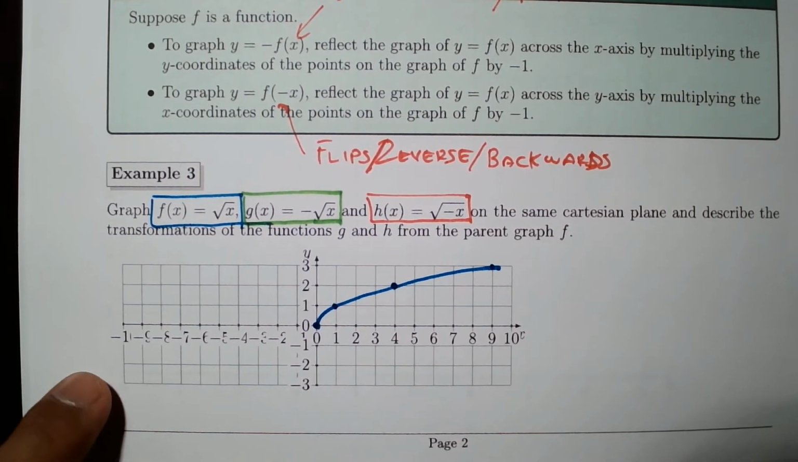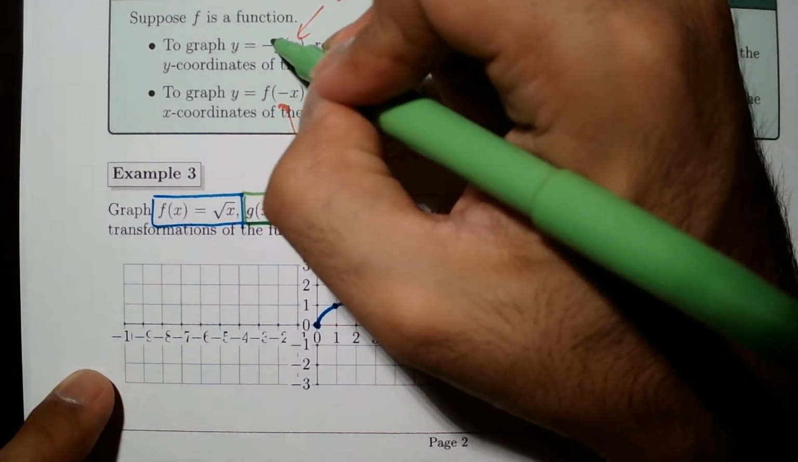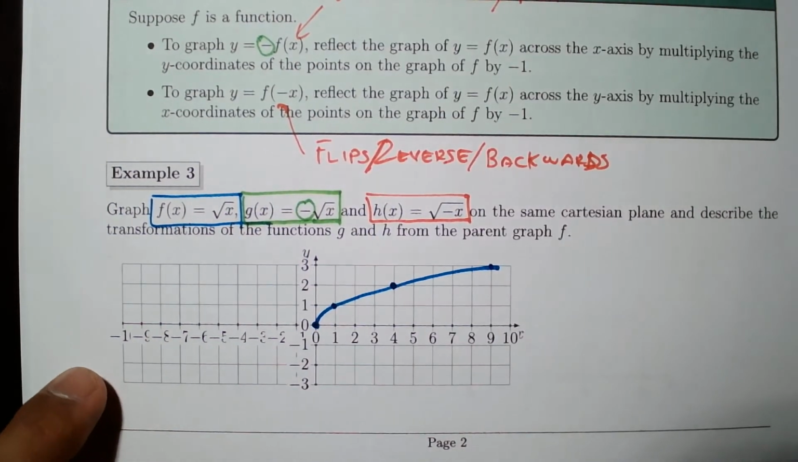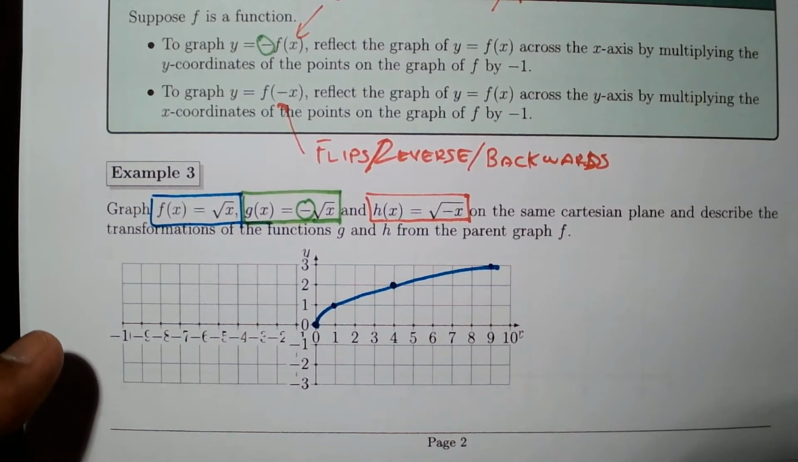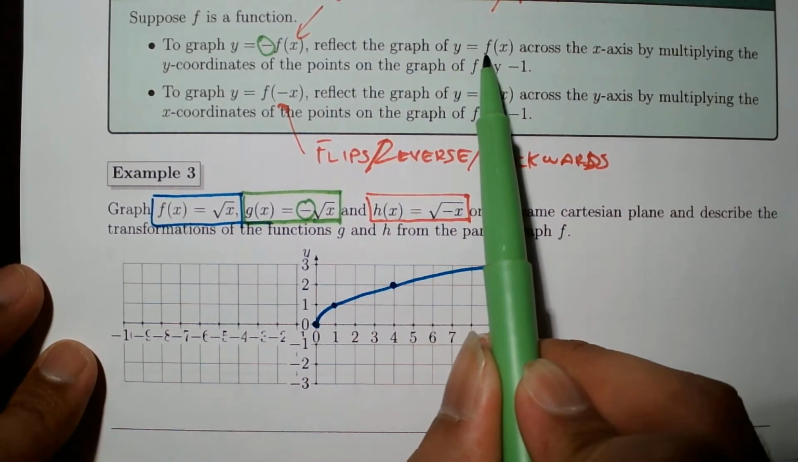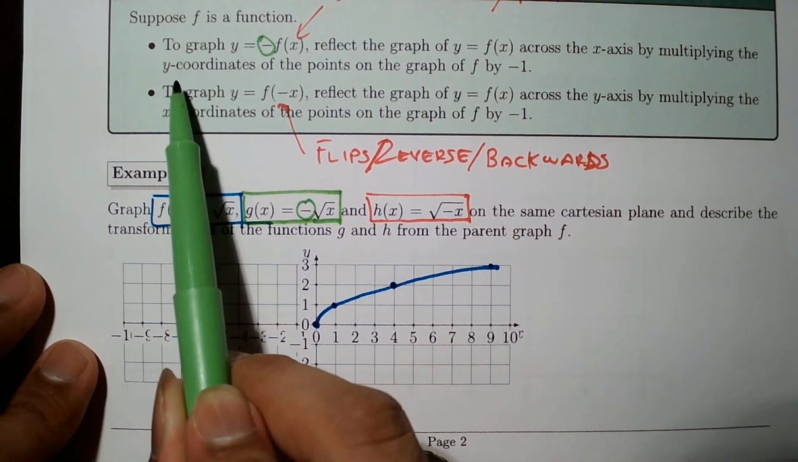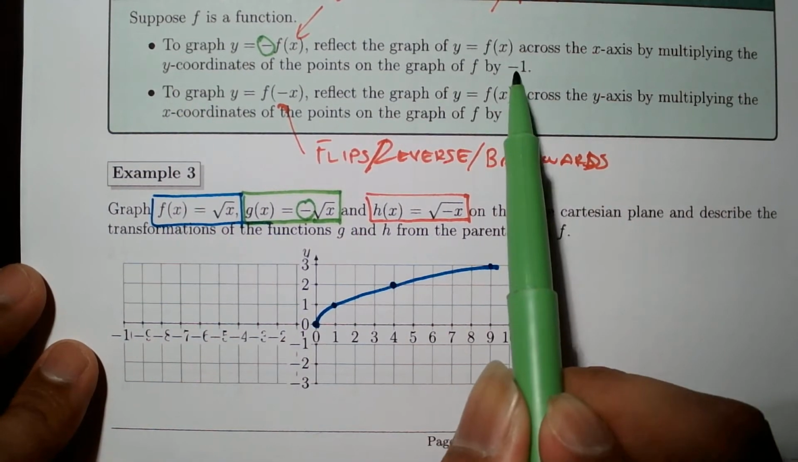Notice the negative sign. It's outside, in front of the function, just like in the general form. What is this going to do? Reflect the graph of y equals f of x across the x-axis by multiplying the y coordinates by -1.